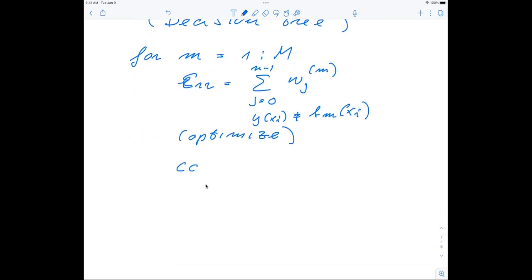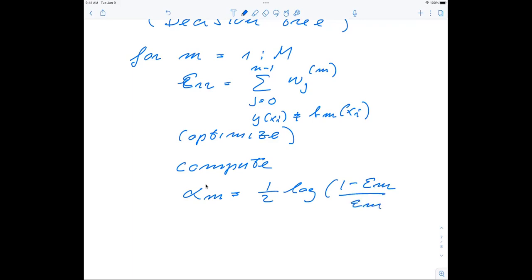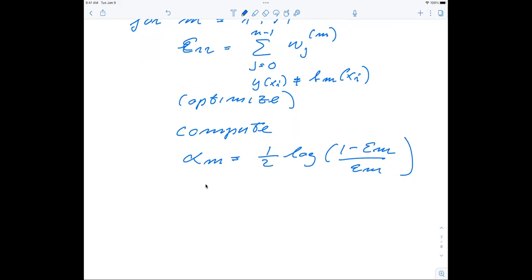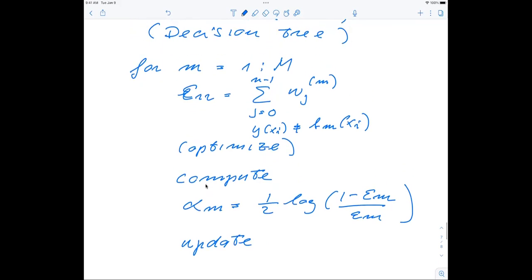Then, when we're done with that, we compute an alpha of m, which is simply given by this quantity epsilon of m. Then the next thing we do is update the weights. So what we're doing here is that we find the optimal b of m.